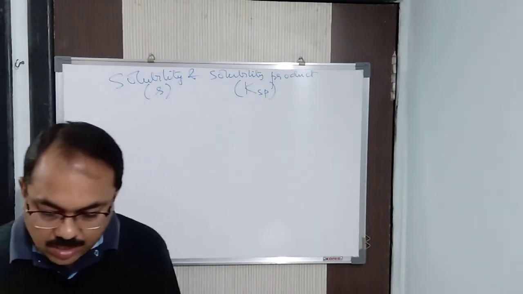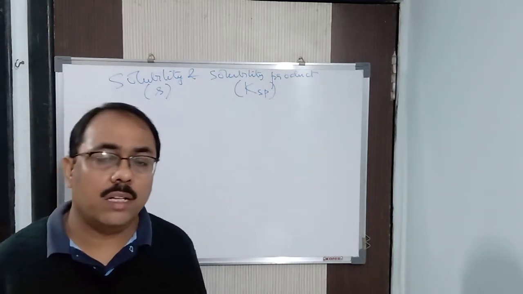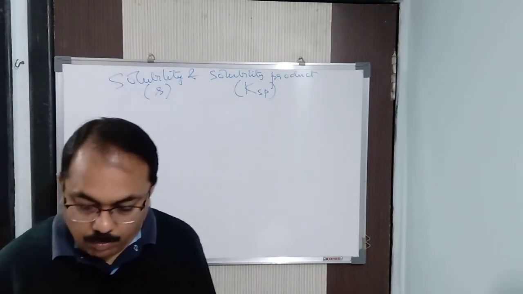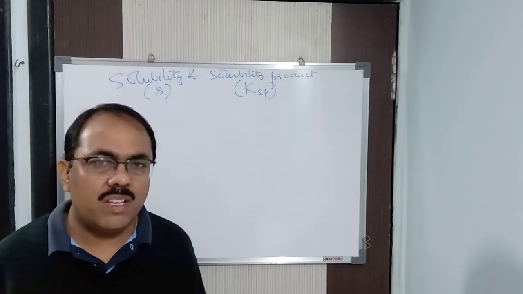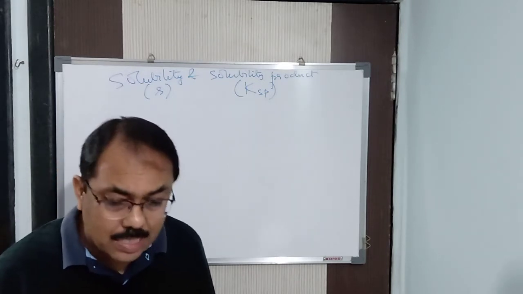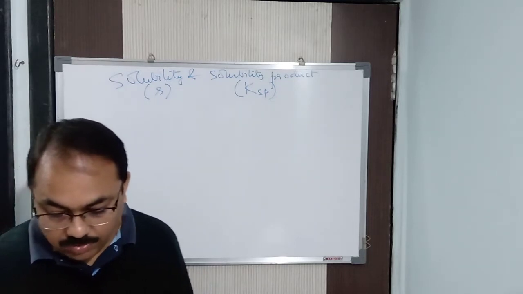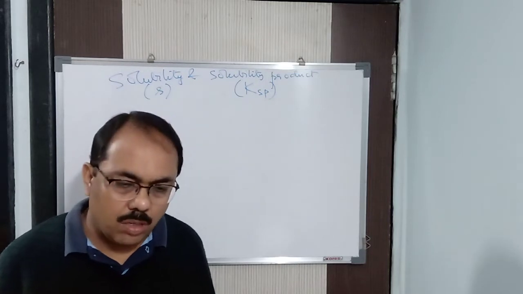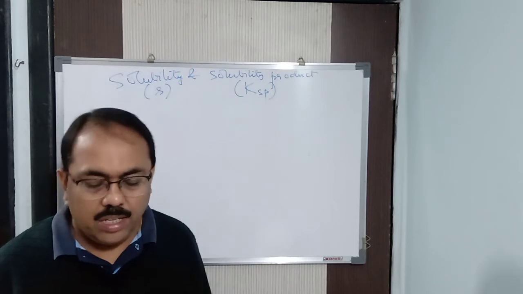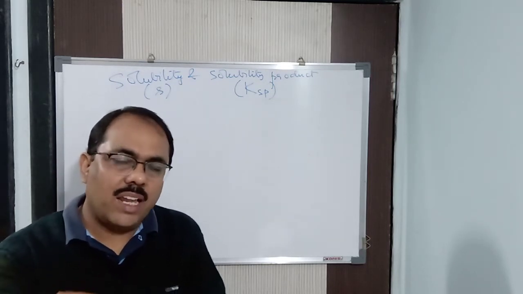Now generally we know that if a salt's solubility is greater than 0.1 molar, it is considered a soluble salt. If its solubility is less than 0.1 molar, it is considered a sparingly soluble salt. And if its solubility is much less than 0.01 molar, then it is considered an insoluble salt, or a very slightly soluble salt. So the previous one you can call a slightly soluble salt.